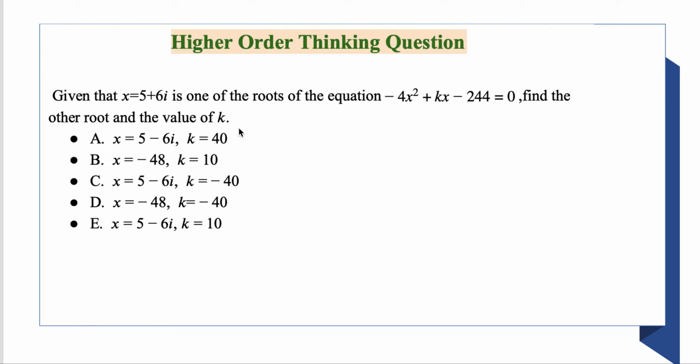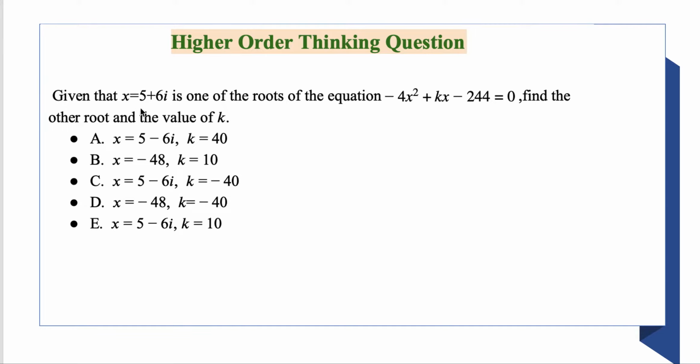Question: Given that x equals 5 plus 6i is one of the roots of the equation kx² minus 4x² plus 4x minus 244 equal to 0, find the other roots and the value of k. So there are some possible solutions.